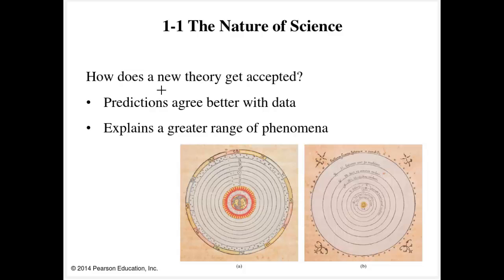So how do we know if a new theory is right? How does it get accepted by the scientific community? Well, first of all, the predictions are going to agree better with data than a previous theory. Also, it's going to explain a larger range of phenomena. So, for example, if we think about the solar system, originally people had the Earth right here at the center of the solar system, saying that the sun went around the Earth and all the other planets also went around the Earth. That makes some sense.